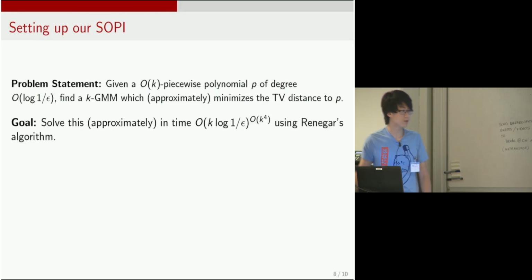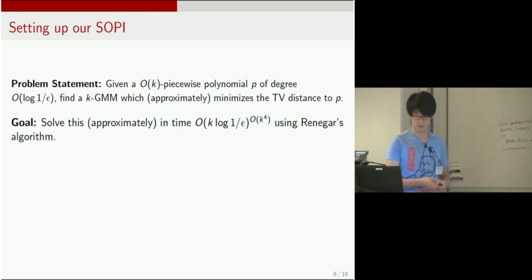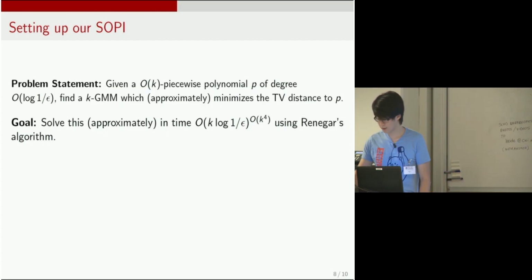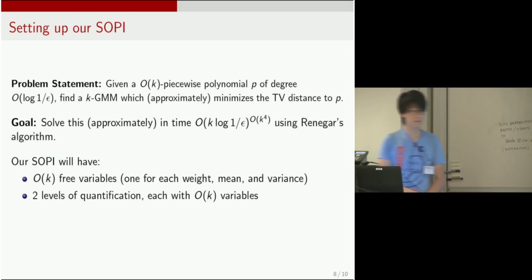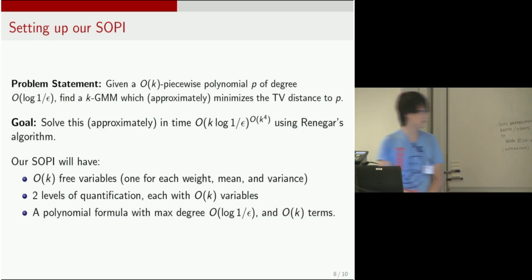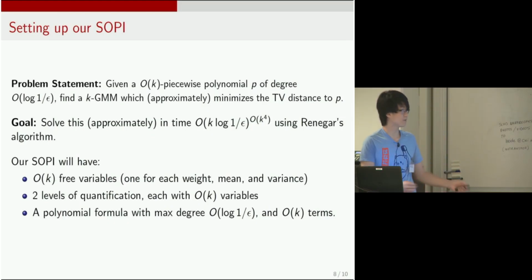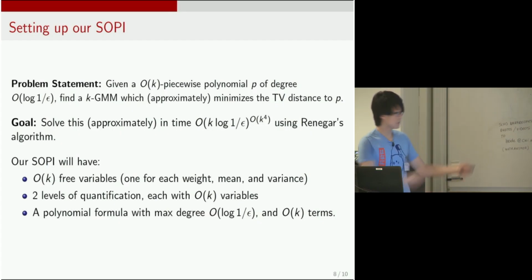And what we're going to do is somehow set up a system of polynomial inequalities which allows us to do this sufficiently. Our system of polynomial inequalities will have O of k free variables, one for each weight, mean, and variance. It will have 2 levels of quantification, each with O of k variables. And it will have a polynomial formula with max degree log 1 over epsilon and O of k terms. If you just plug this into Renegar's algorithm, you will actually get a slightly better runtime than I promised, but that's because I'm hiding some stuff that you don't need to see. But morally, this is what's going on.